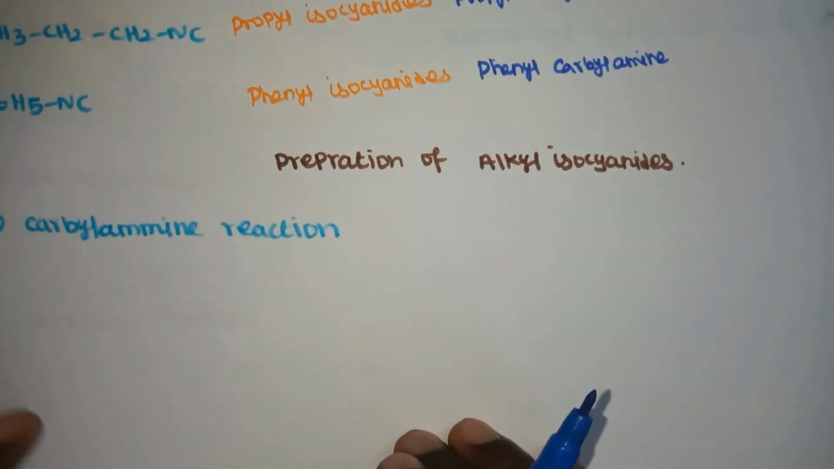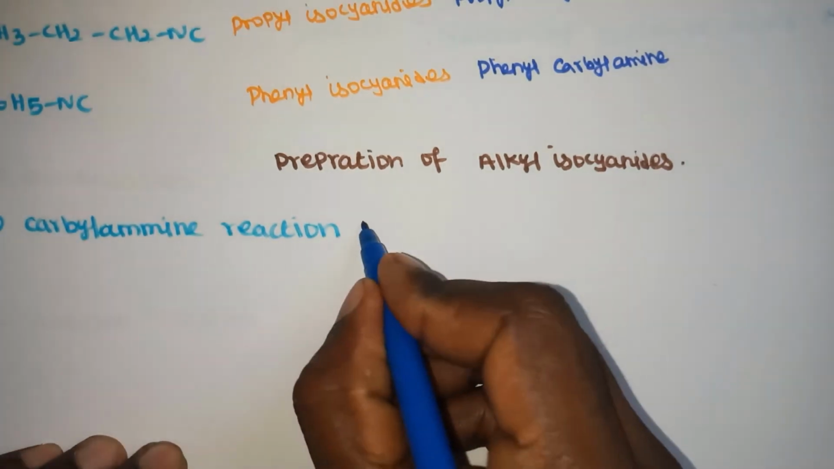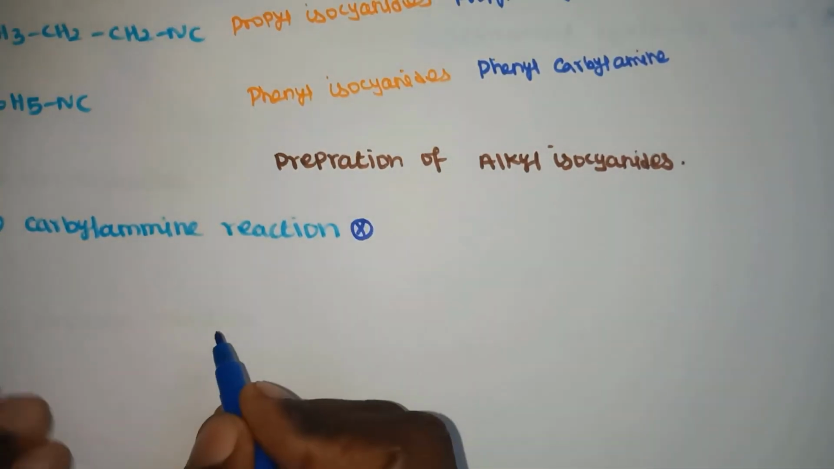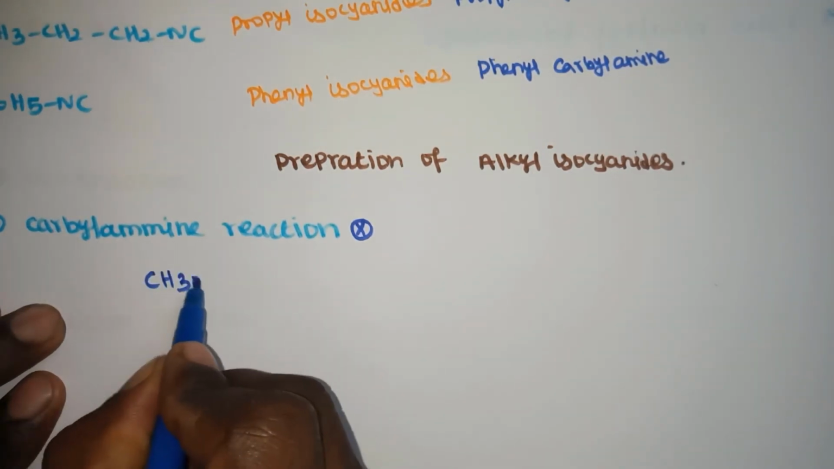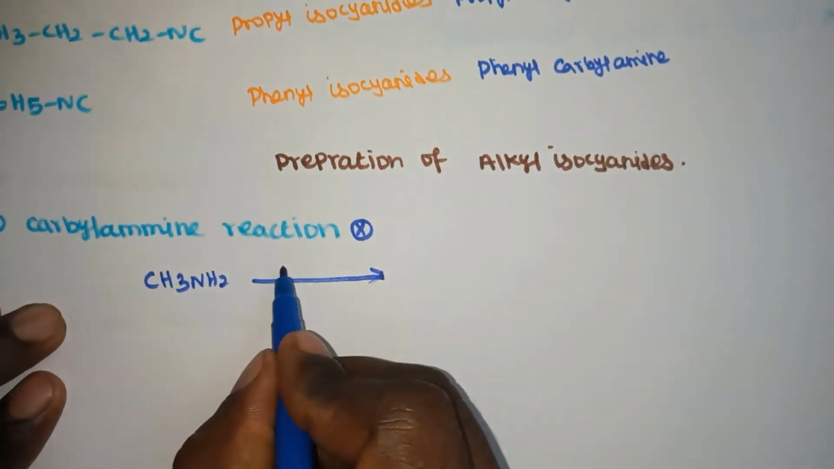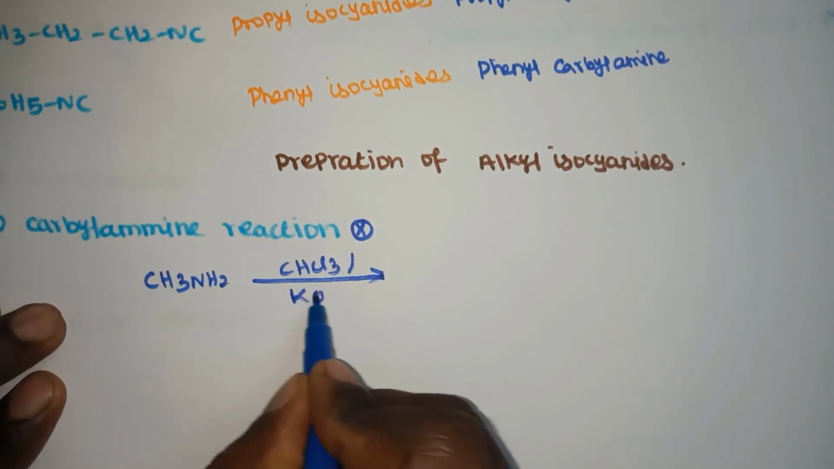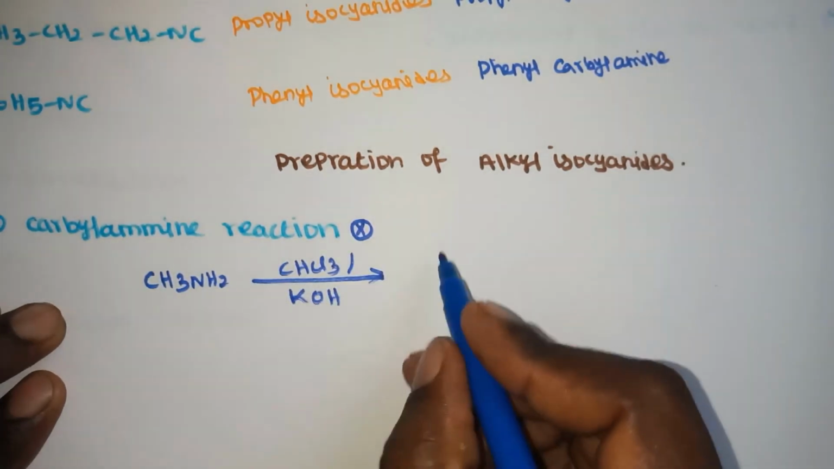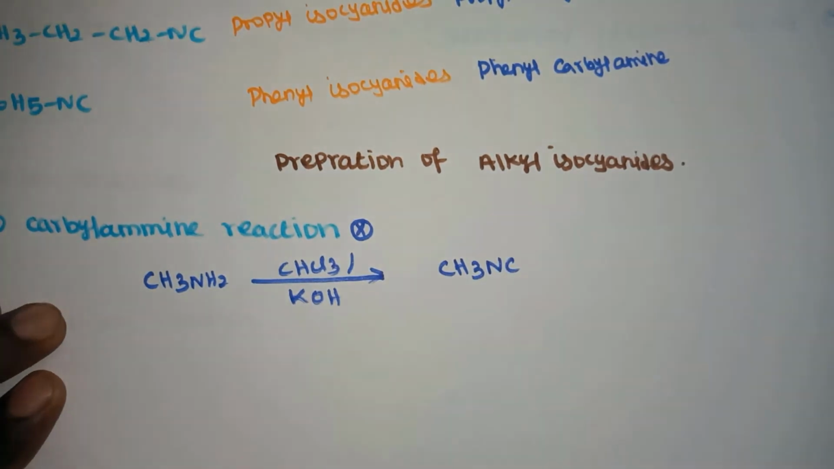Next one is the preparation of alkyl isocyanide. First method, carbylamine reaction. This is a very important naming reaction. Repeated question. When a primary amine, example CH3NH2, reacts with chloroform, CHCl3, and potassium hydroxide, it forms an alkyl isocyanide, CH3NC. This is methyl isocyanide.